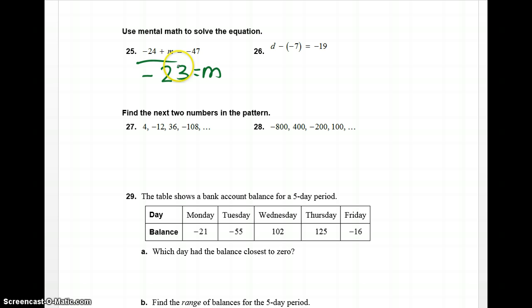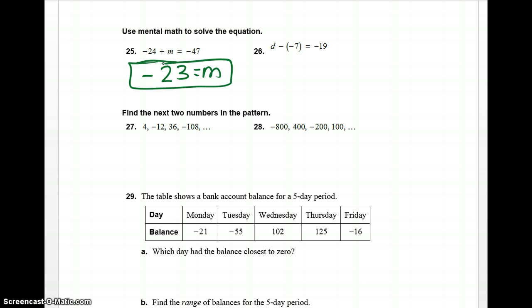Equals m. Make sure you put what it equals. You could put m equals negative 23. Either way, it's the same thing. But I want you guys to double check. So negative 24 plus a negative 23, yes, that does equal negative 47, and then move on. Don't just put something down, think you're right, and move on. Make sure you check that. Sometimes we make a little mistake, and then when we go back and check it, we realize we did something wrong.